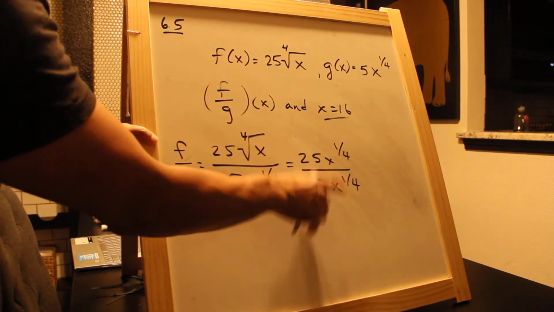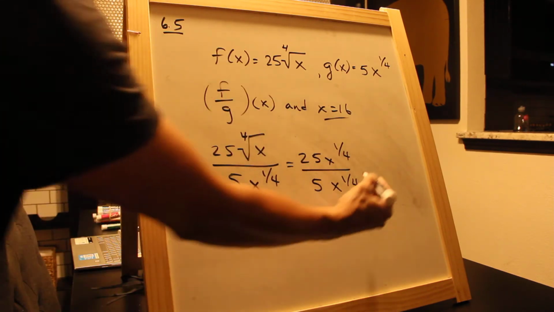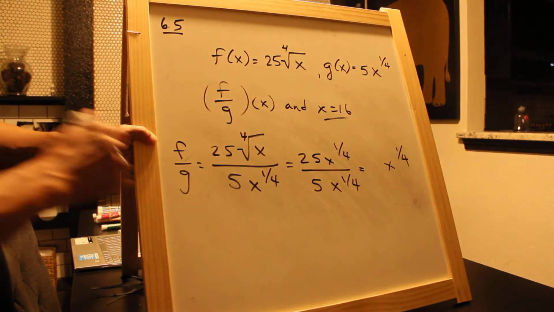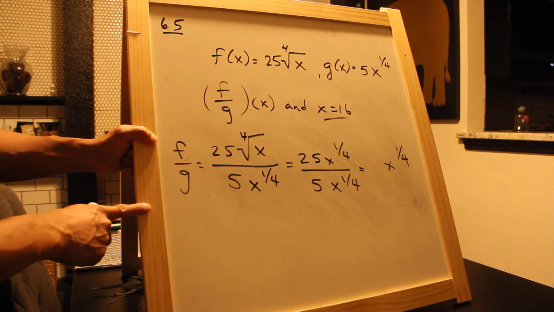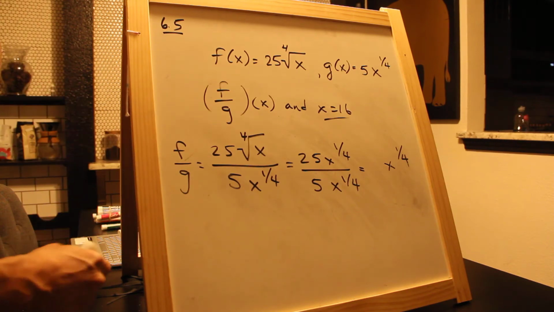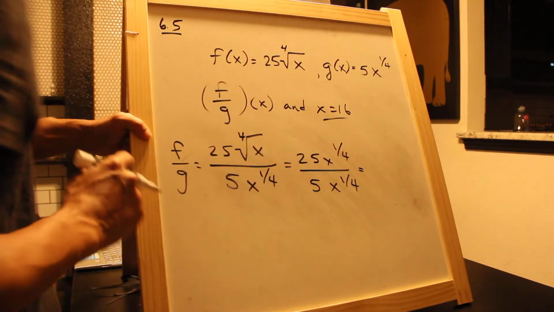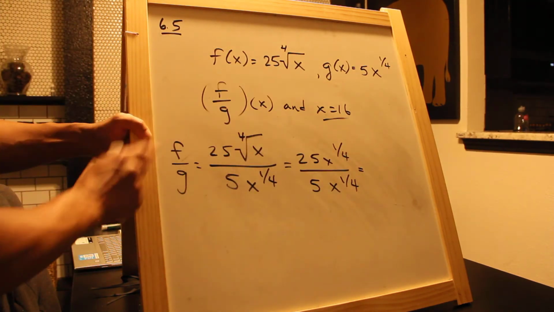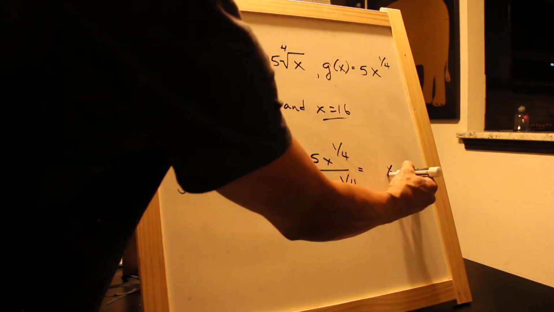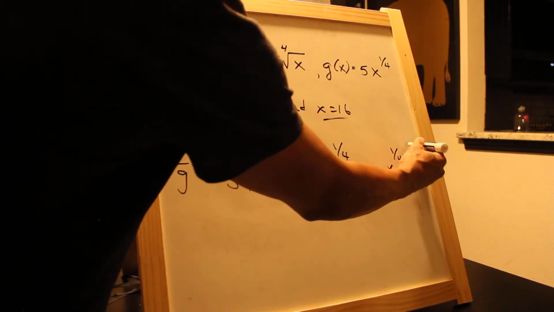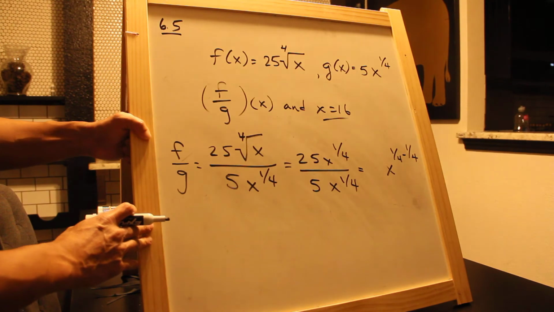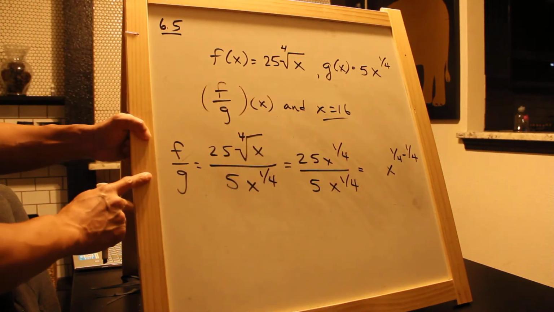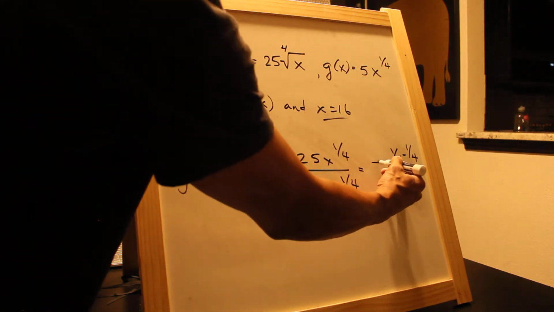So x to the 1/4, x to the 1/4, they're the same. I keep it that way, and I just go ahead and divide this into itself. So think about it. What do I have? x to the 1/4 divided by x to the 1/4 is really saying x to the 1/4 minus 1/4. Remember that division means subtraction of exponents. 25 divided by 5 is just 5.